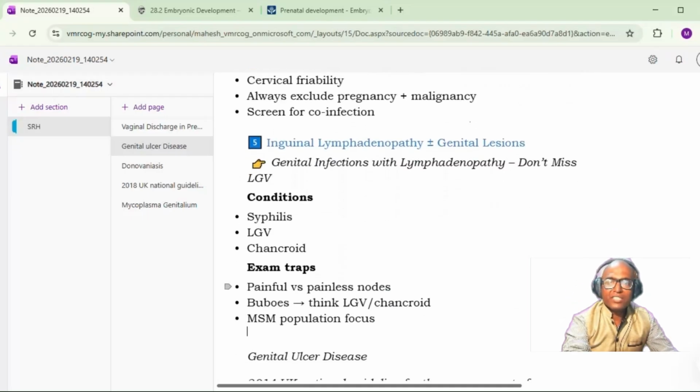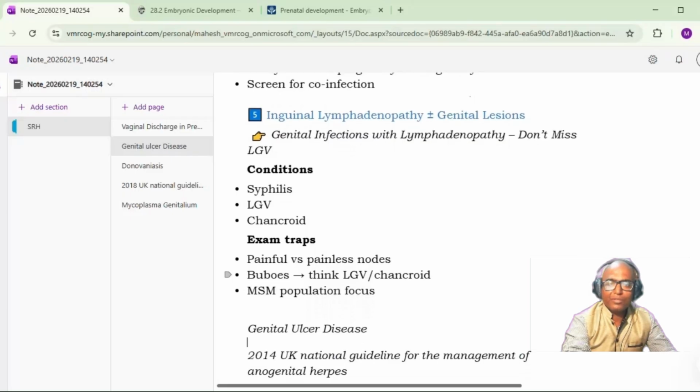Now the next presentation is in the form of lymphadenopathy, and a genital lesion may or may not be there. There may be an ulcer with lymphadenopathy, or only lymphadenopathy may be present. Then what are the things which we will consider? Genital infections with lymphadenopathy, always think about LGV, syphilis, and chancroid, and also genital herpes, because herpes will also have lymphadenopathy, but there will be an ulcer also.